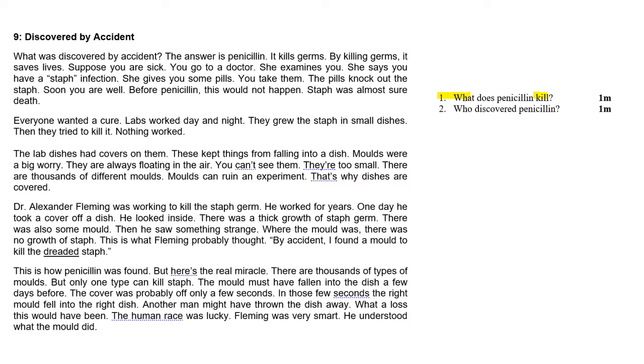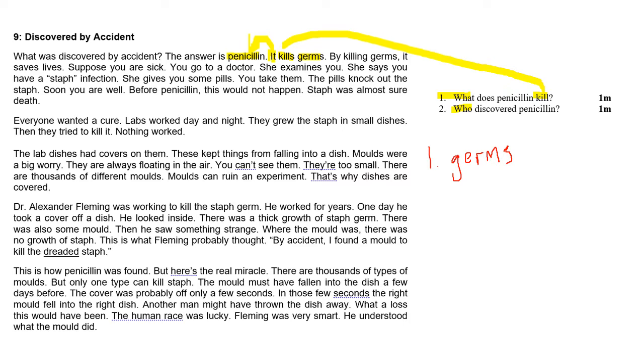We can see the word kill here in the passage, and this links to the question. It kills germs. What is it? Well, we go backwards, and we see that it is penicillin. So penicillin kills germs. So the answer for number 1 is germs.